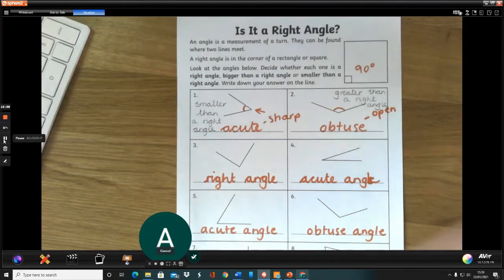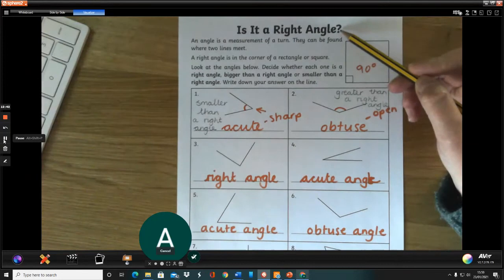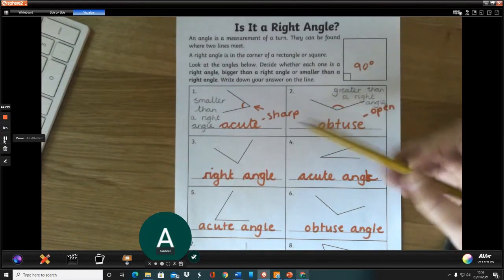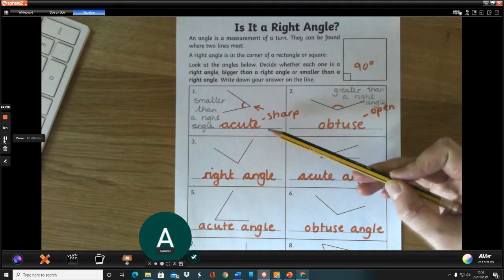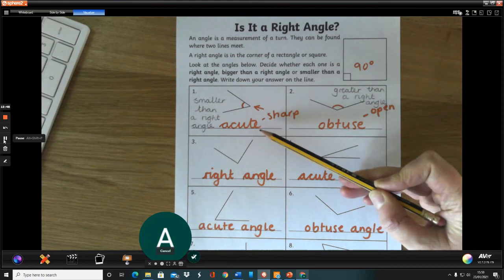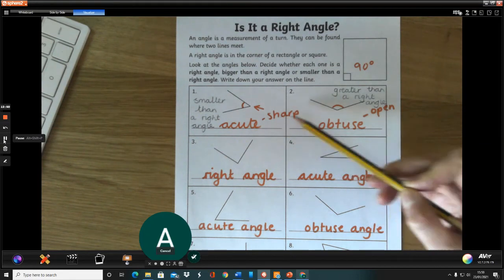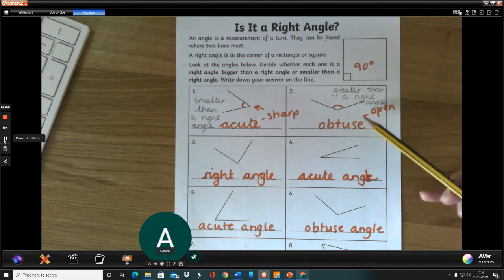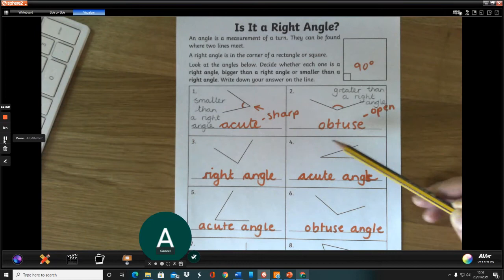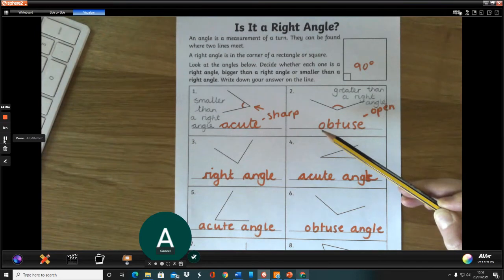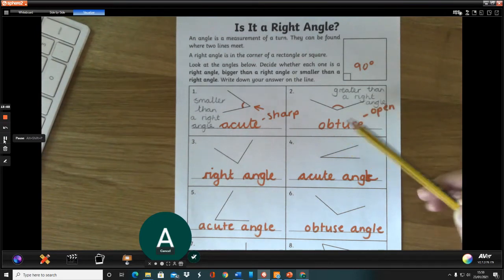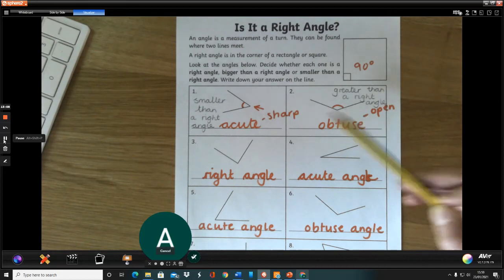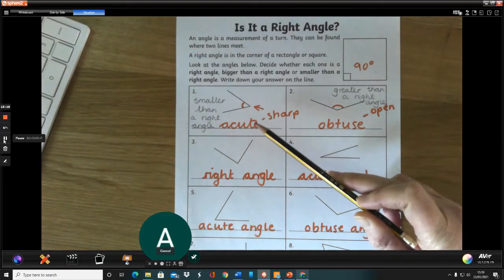Okay, so here are the answers to your sheet, you can self-mark your work. We've got the first one I gave you, acute. I always think of it as sharp. And obtuse. This one, let's think about the fact that it's open. It's more open. If it's open, we can use obtuse. That'll remind us O for obtuse, O for open. So that one is greater than a right angle, and this one is smaller than a right angle.